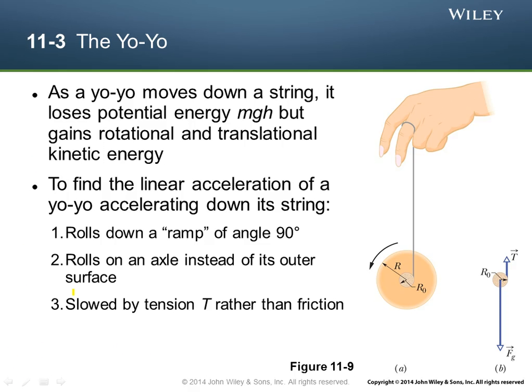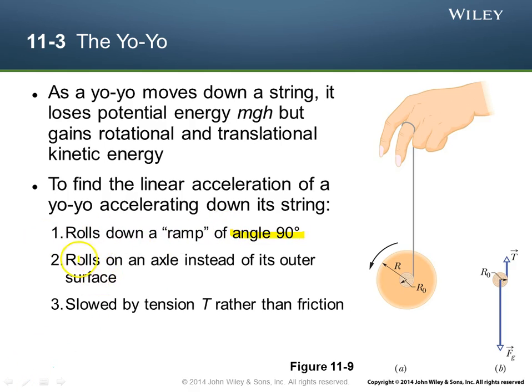Yo-yos are a fun little toy, but they also include a lot of physics. And so as a yo-yo moves down a string, it's losing its potential energy, which we can find by mgh, but it gains rotational and translational energy. So that energy is being split into two different types, rotational and translational. And so to find the linear acceleration of a yo-yo, we can just assume that this is a yo-yo that's going down a ramp. It's just rolling at an angle of 90 degrees.